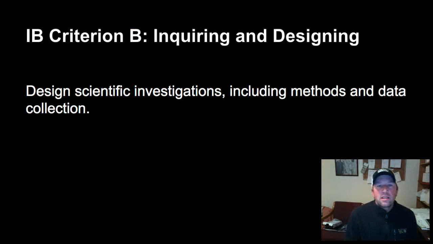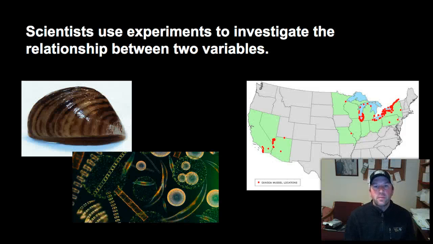Writing procedures is one of our IB criteria, one of the skills that we're developing in this class, and in this unit you'll have several opportunities to write procedures. Basically, when we write a procedure, we're outlining how we would go about collecting data to answer a scientific question. The important thing to remember there is that scientists are doing experiments in order to find out what the relationship is between two variables. They want to find out how one variable affects the other.